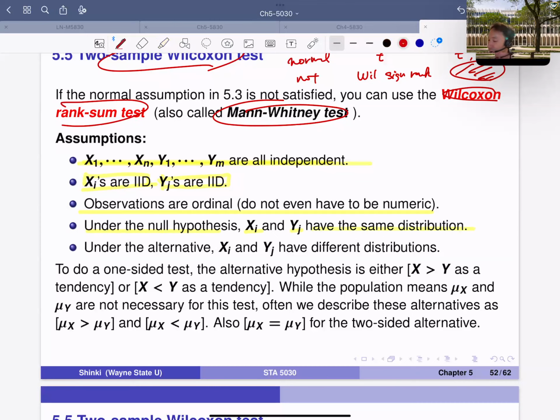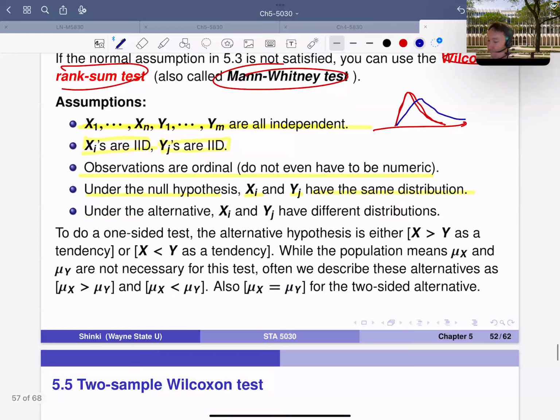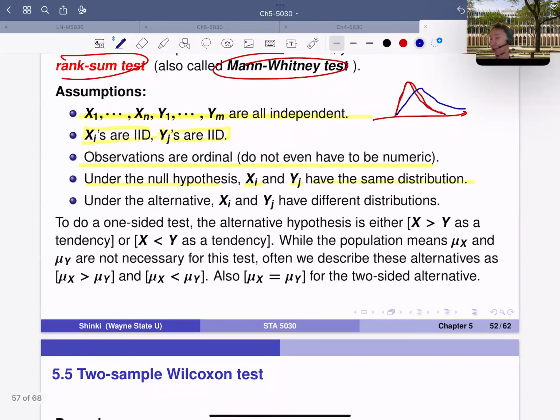So we don't know what distribution X follows, maybe a skewed distribution. And then Y also has the same distribution. And the alternative is the Xi's and Yj's have different distributions. Maybe X has this distribution, Y has that distribution, or something like that. So it's much more general, even more general than the Wilcoxon signed rank test. Almost no assumptions on distributions.